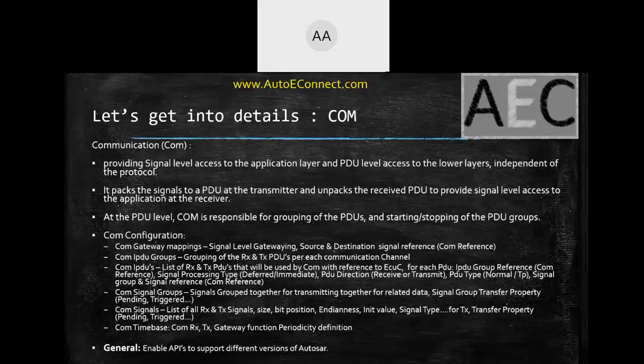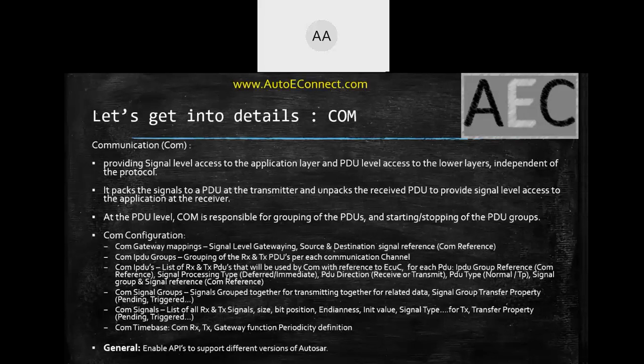And then for TX messages, we will have the transfer property, whether it should be in triggered mode or in pending mode, cyclic, and all those things. Then the last and very important thing is the COM time base. Here we will be configuring the periodicity of the COM RX and COM TX, and the gateway functionality. As we also discussed, the COM supports signal level gatewaying, so here you can configure at what periodicity the PDUs or the gatewayings need to be processed.